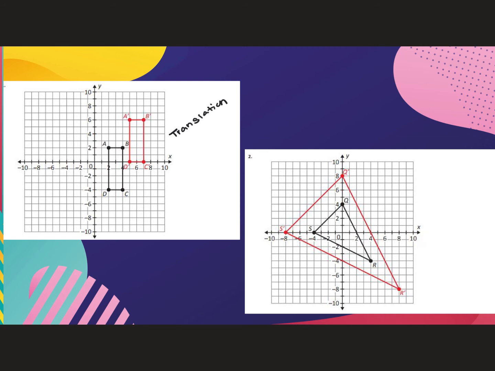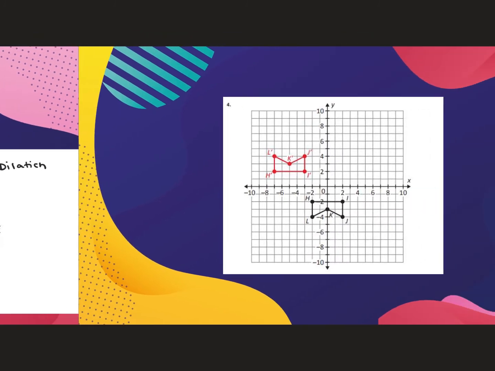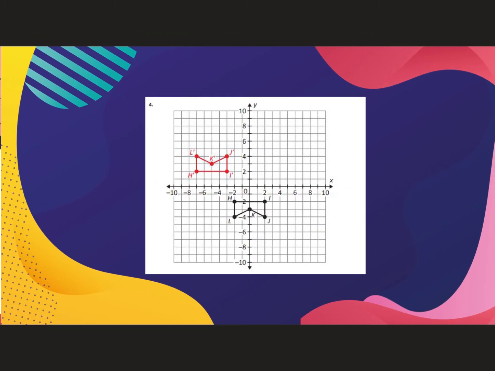For 2, we can see from the pre-image in black, our triangle, to our image, which is in red, our red triangle, that there was a size change. So this is a dilation. All right. So now what I want you to do is pause the video real fast, and I want you to tell me what this transformation is.